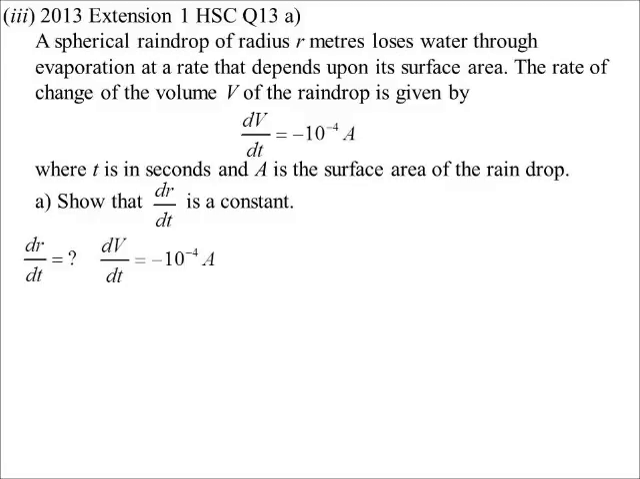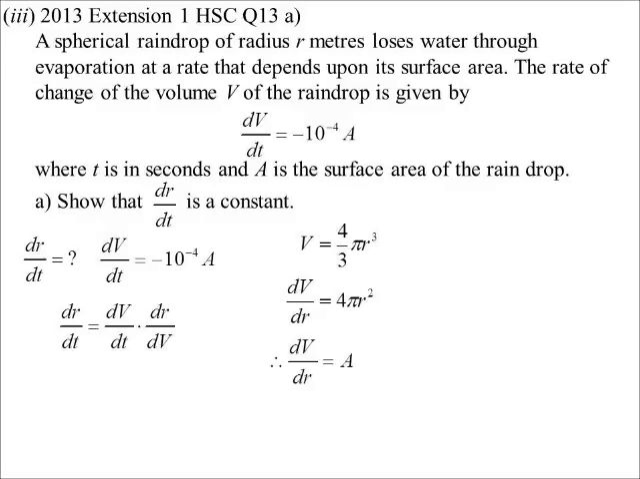I want dr/dt. I know dV/dt. So if we could link dV, dr, volume and r. If only we had a relationship between... Okay, there it is again, 4 pi r squared. So dV/dr is actually A. So dr/dt is minus 10 to the negative 4, A times 1 on A, the A's cancel, minus 10 to the negative 4, which is of course constant.